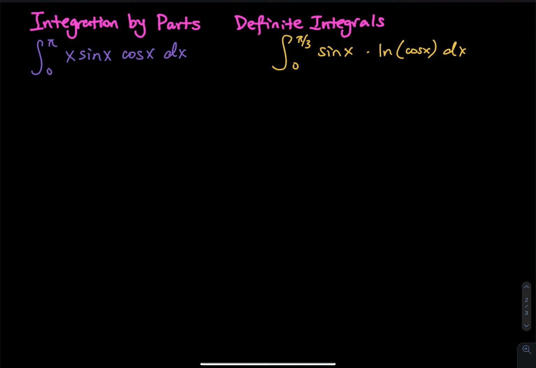Let's do integration by parts on these two definite integrals. The second integral takes a lot more work than the first one, so let's start with the first one. We have x times sine x cosine x.